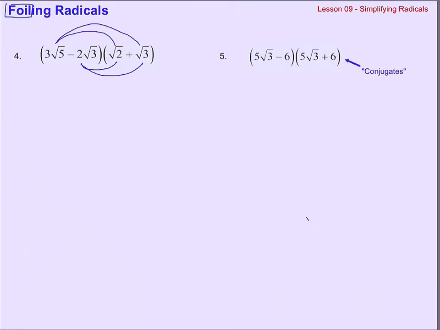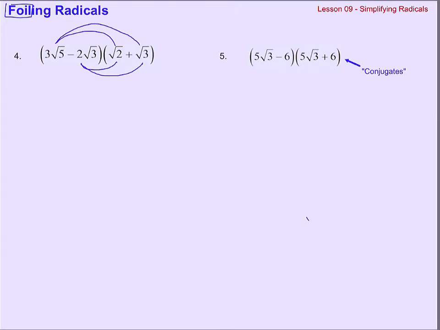And this is the same for any binomials, like x plus 5 times x minus 2. I do the same thing. It's called foiling for reasons that aren't really important. But as long as you remember that you're distributing both terms, you'll be in good shape. So that's what I'm going to do. I'm going to distribute everything.